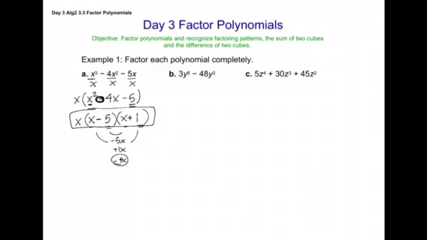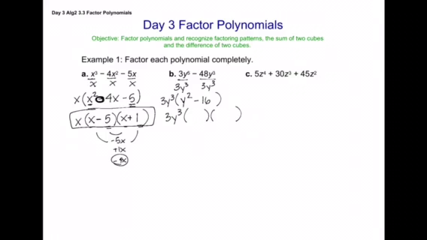In example B, we have 3y to the 5th power minus 48y cubed. So I notice that these both have a 3 in common and a y cubed. So I'm going to factor out a 3y cubed. Then I'm going to do my division. So I have 3y to the 5th divided by 3y cubed is y squared. Negative 48y cubed divided by 3y cubed is negative 16. I then want to factor my binomial further.